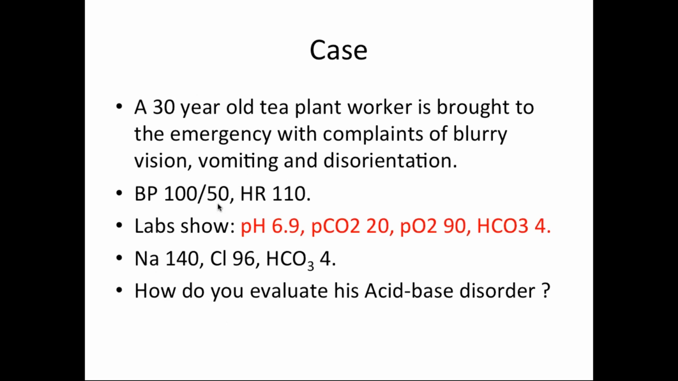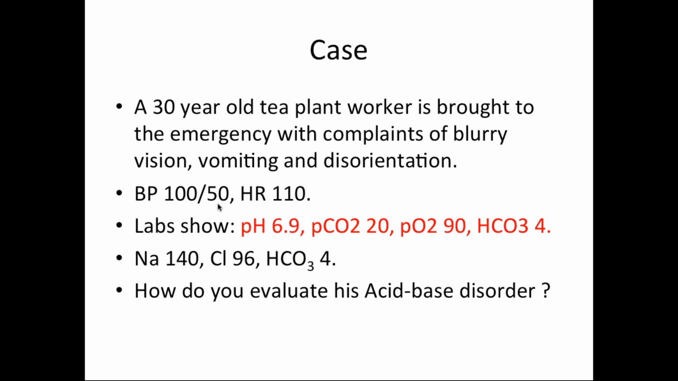So let's look at another case. This is a 30-year-old tea plant worker who's brought to the emergency with complaints of blurry vision, vomiting, and disorientation. His blood pressure is 100/50, heart rate's 110, and his labs show that he has severe acidosis and acidemia with a pH of 6.9, PCO2 of 20, PO2 of 90, and a bicarb of 4. Sodium is 140, chloride 96, and bicarb is 4. So how do you evaluate his acid-base disorder?